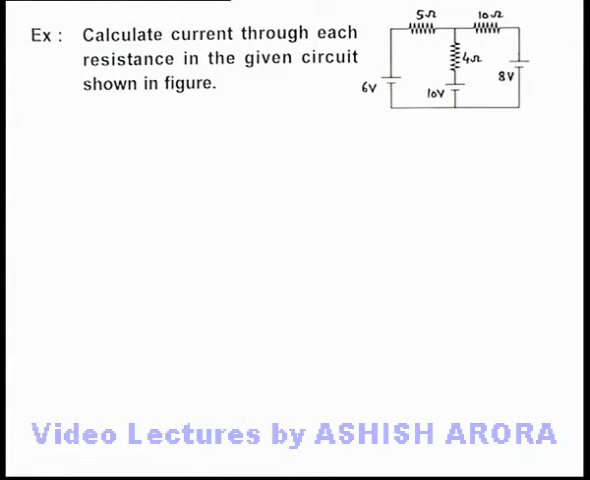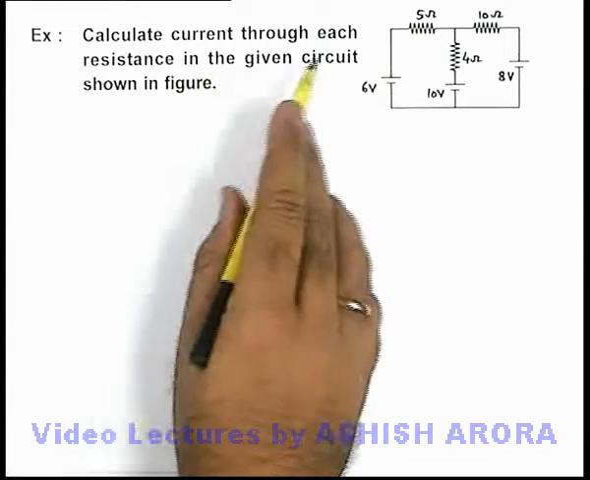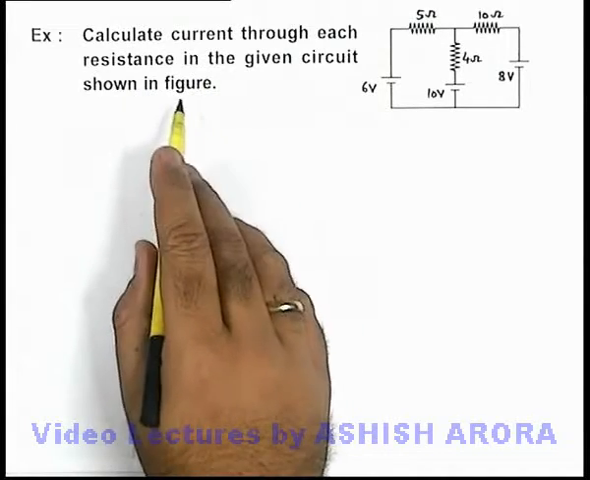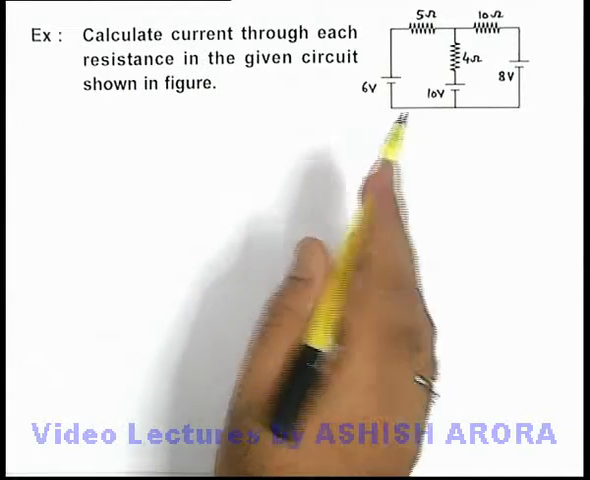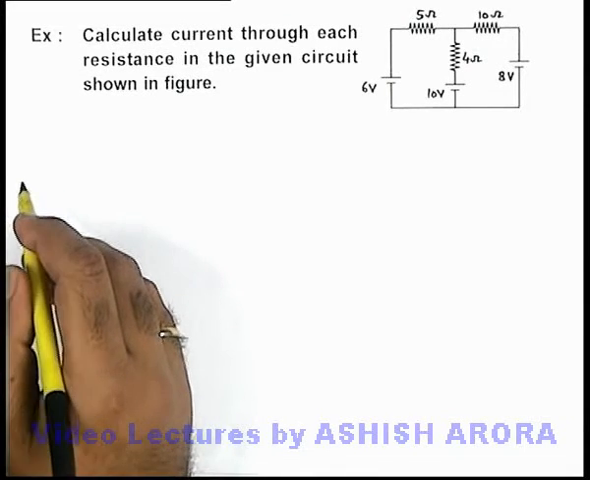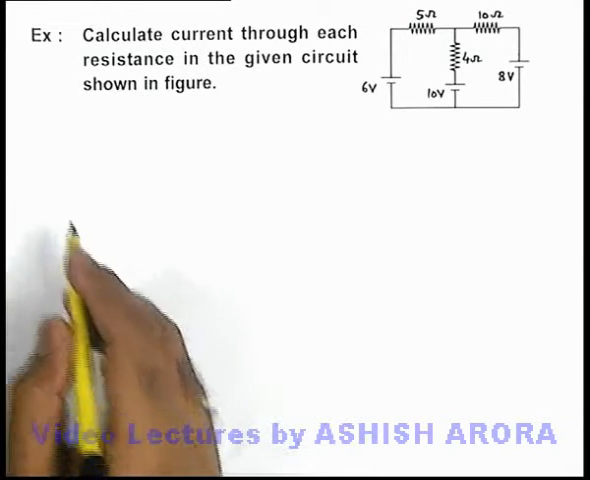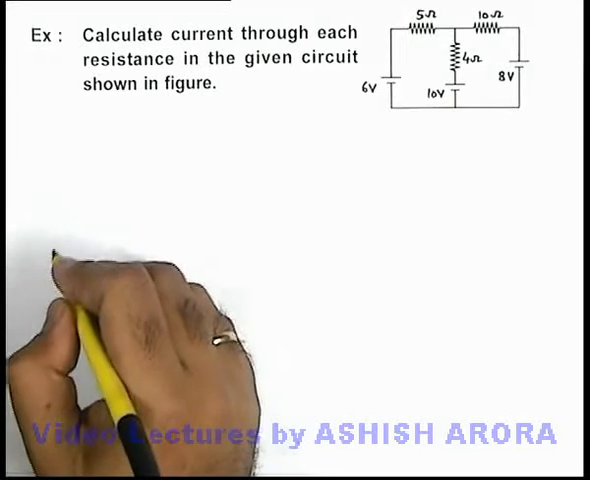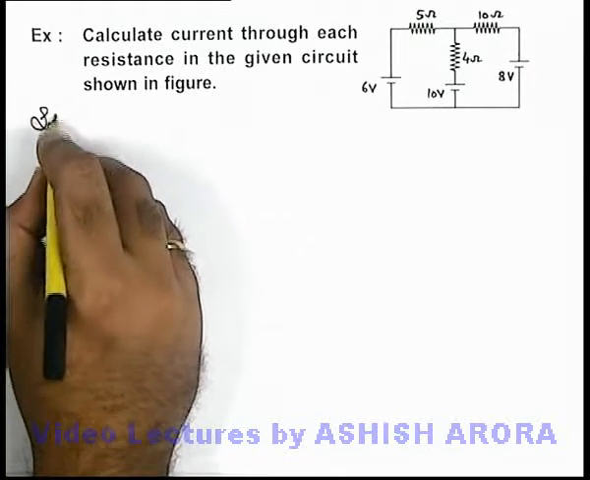In this example, we are required to calculate the current through each resistance in the given circuit shown in figure. Here we can solve it either by using KVL or KCL. Let's first solve it by using KVL. Then we'll discuss the alternative solution also.